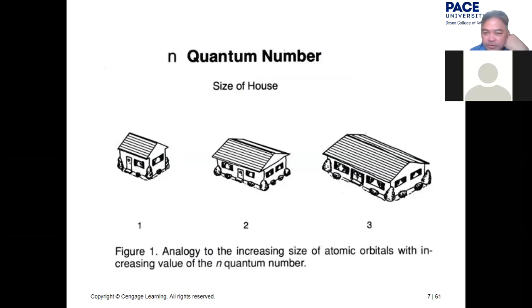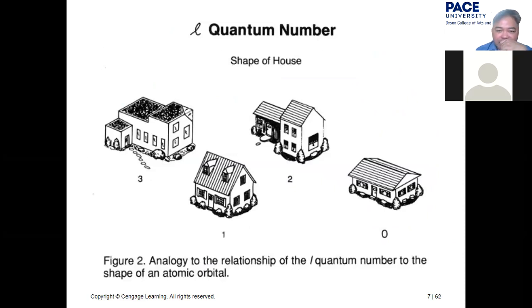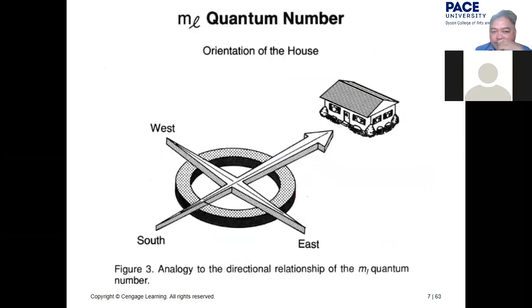Or we can also do it in terms of a house. When we say n, it refers to the size of the house. The higher the n, the bigger the house. The L is the shape of the house. So a 0 would have this house shape, a 1 would have this house shape, a 2 has that house shape. The m sub L is just the orientation of the house.